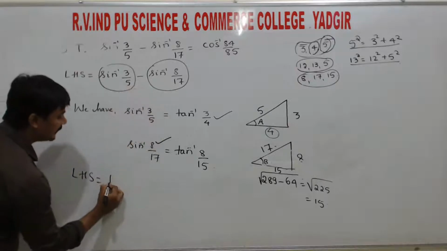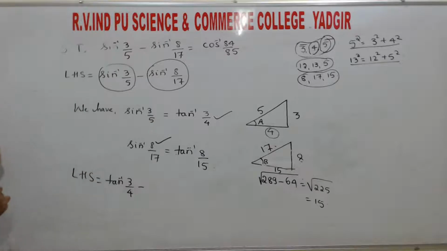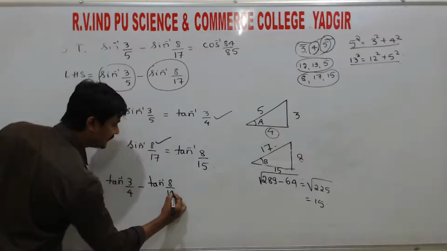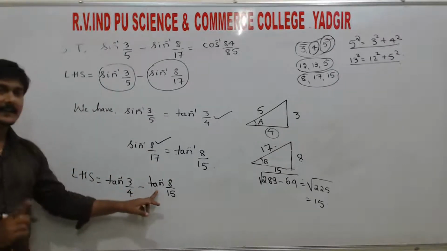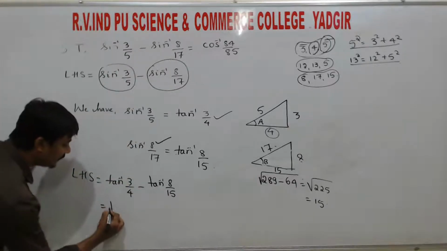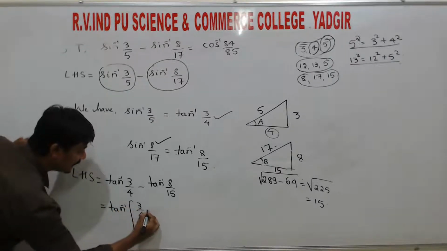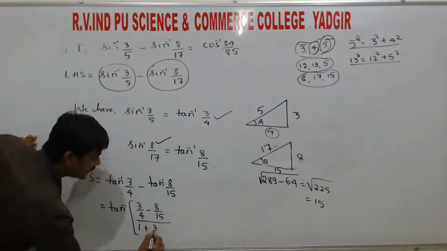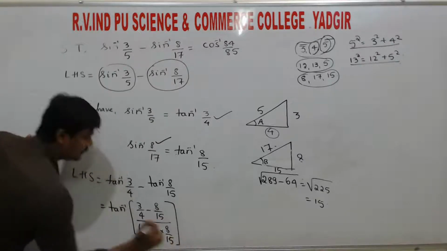Now I will take the left hand side. Sin inverse 3 by 5 is tan inverse 3 by 4. Sin inverse 8 by 17 is tan inverse 8 by 15. So now I can use the tan inverse x minus tan inverse y formula. What is tan inverse x minus tan inverse y? It is tan inverse of x minus y divided by 1 plus x into y.